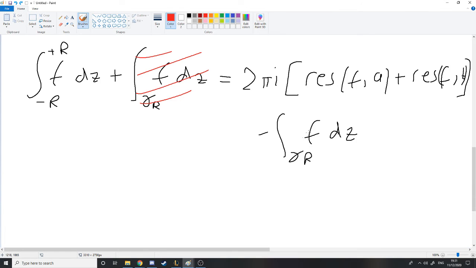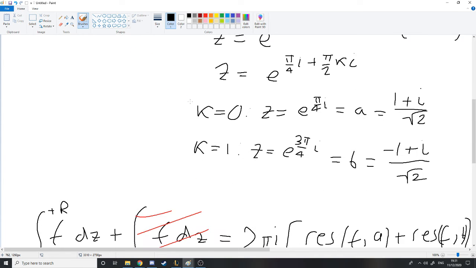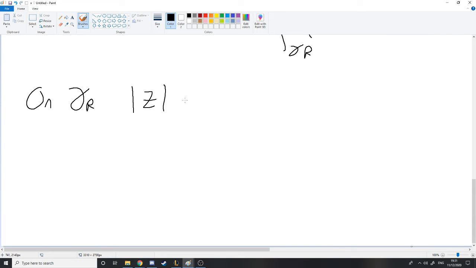All right, so let's think about this integral. On the path gamma r, we have that the modulus of z is equal to r.